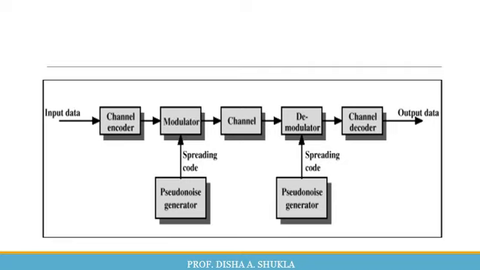And at the receiver end, we have a demodulator. The demodulator will again demodulate the signal using the same spreading code generated by the same pseudo noise generator. And hence you will get the actual output, where the channel decoder would decode that output and you will get the original output back.